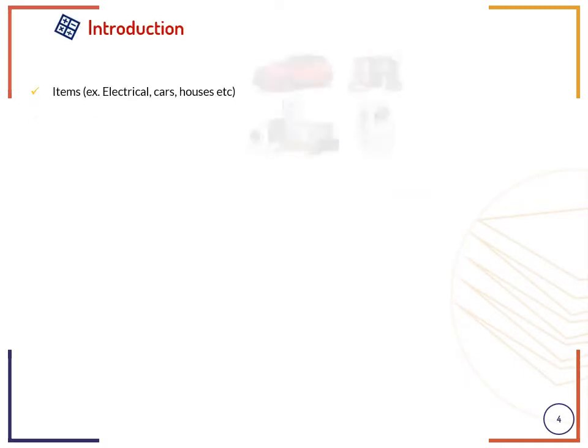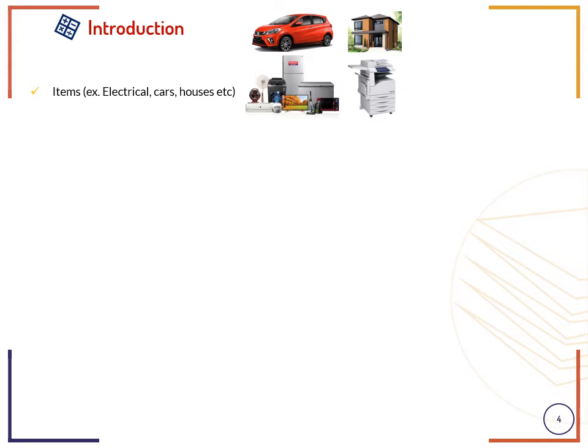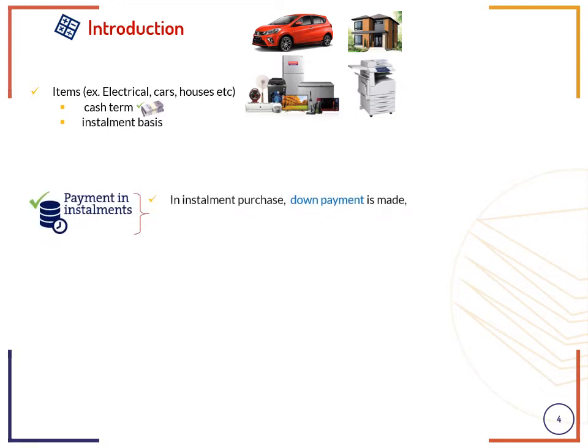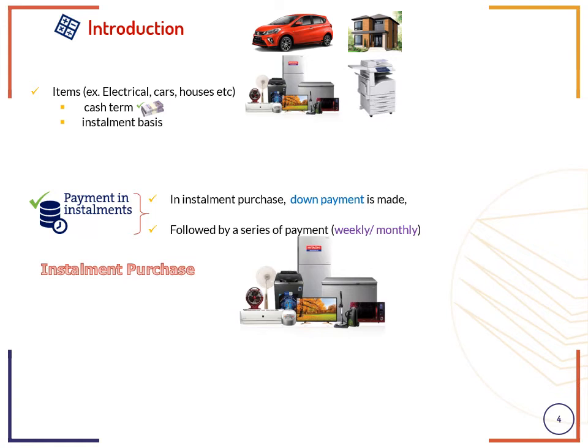Items like electrical appliances can either be purchased on cash terms or on an installment basis. In an installment purchase, a down payment is made, followed by a series of regular payments, usually monthly or weekly. There are many retailers and wholesalers who sell their products on an installment basis. You can buy an electrical item by paying a number of weekly or monthly installments.